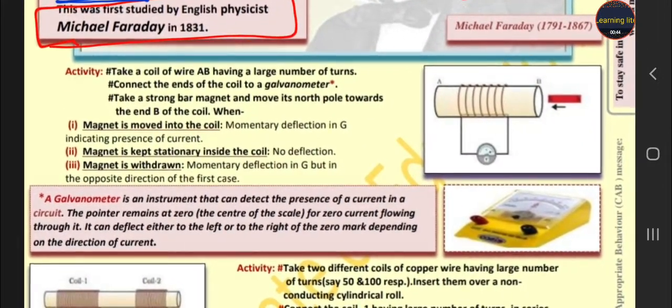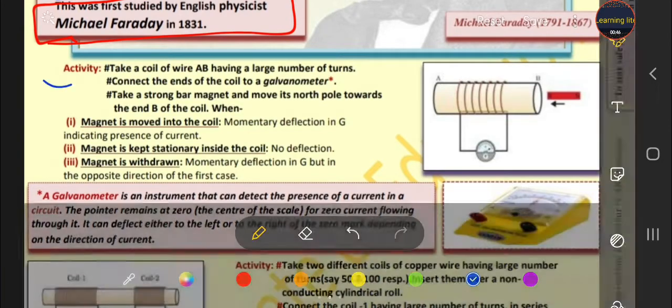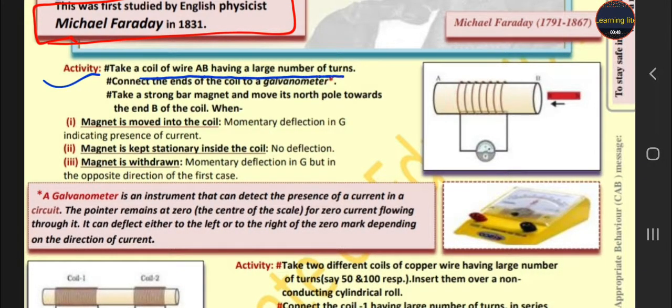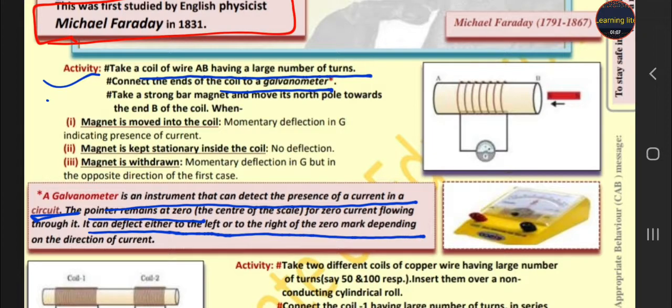Just have a look at activity 1. Take a coil of wire AB having a large number of turns and connect it to a galvanometer. And what is a galvanometer? It is an instrument, students, that can detect the presence of current in a circuit. If there is no current, its pointer remains at 0, and if there is a current, then it deflects either to the left or to the right of the 0 mark.